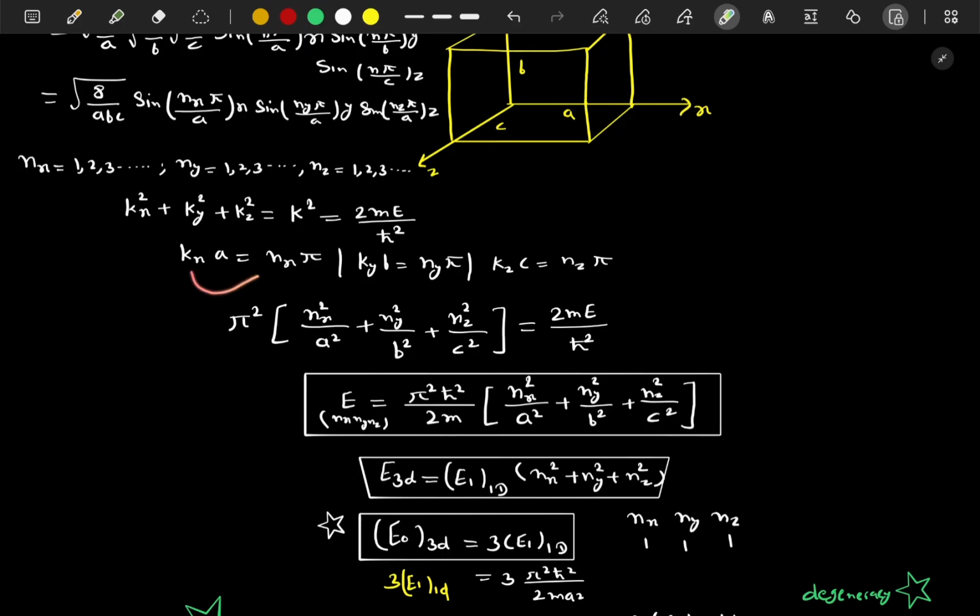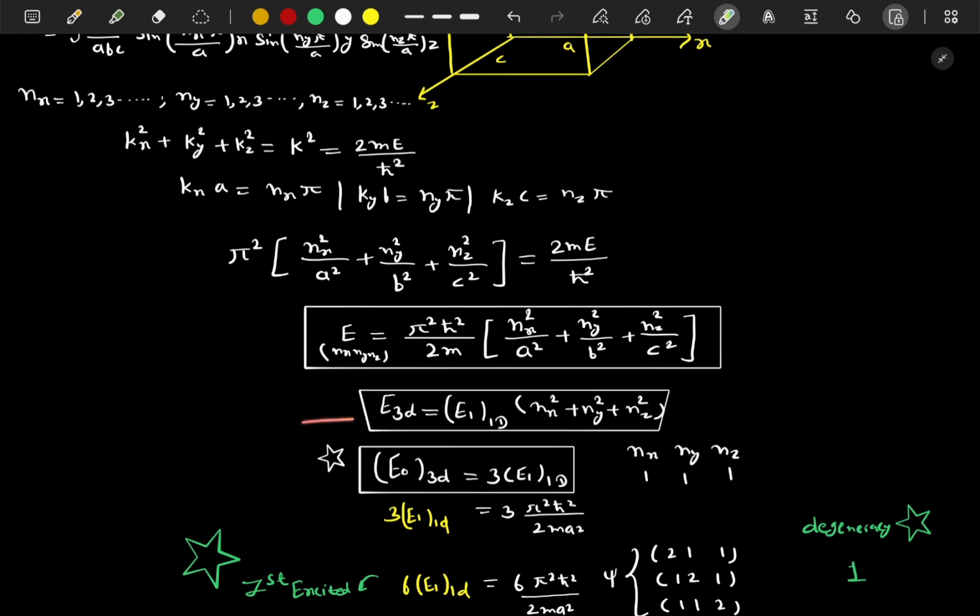So simply we are calculating the value of kx, ky, and kz, and then squaring and summing them up, and we will get this value. So from here E equal to π square h-cross square upon 2m, nx square upon a square, ny square upon b square, and nz square upon c square. So in 3D what we are having, energy eigenvalue of 3D will be equal to nx square plus ny square plus nz square times E1 of 1D.